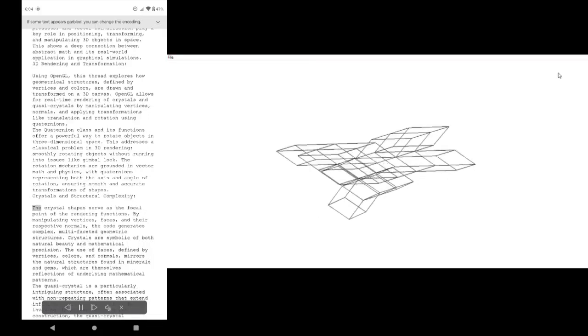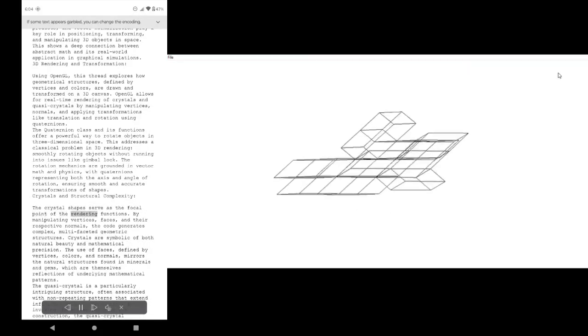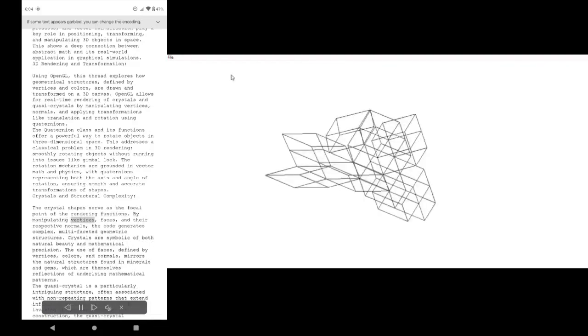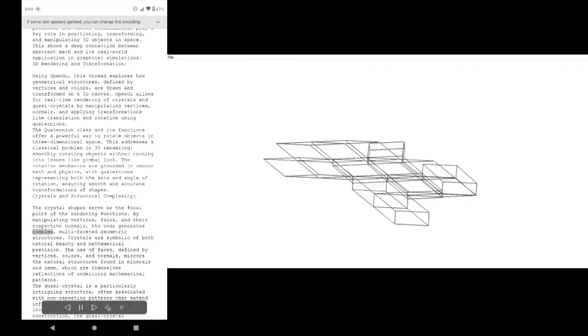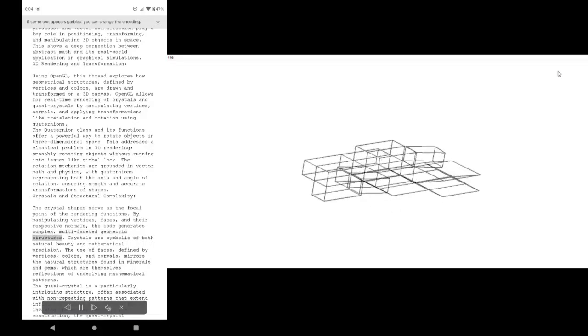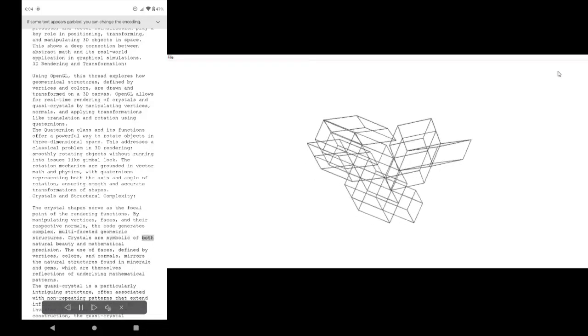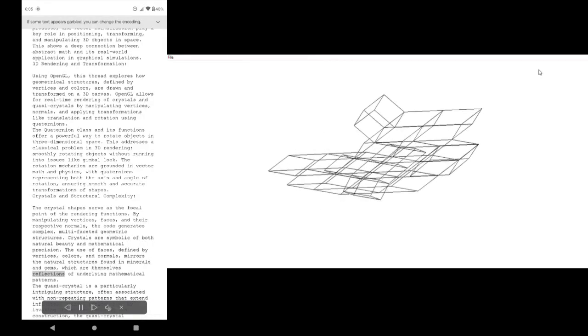Crystals and structural complexity. The crystal shapes serve as the focal point of the rendering functions. By manipulating vertices, faces, and their respective normals, the code generates complex, multifaceted geometric structures. Crystals are symbolic of both natural beauty and mathematical precision. The use of faces, defined by vertices, colors, and normals, mirrors the natural structures found in minerals and gems, which are themselves reflections of underlying mathematical patterns.